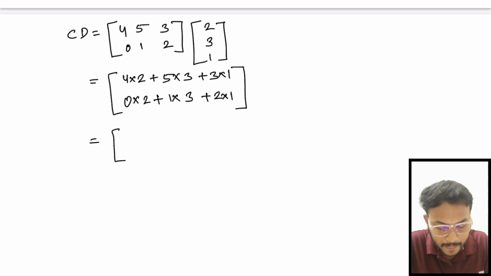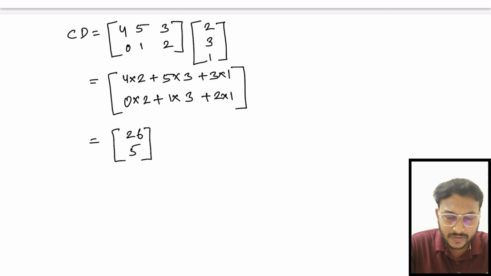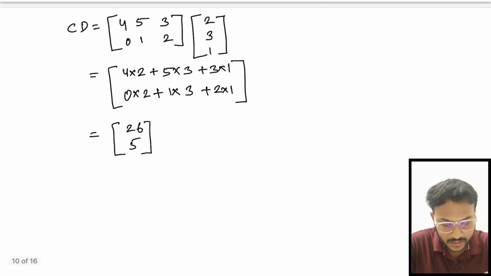So after multiplying and addition, after adding this we will get 26. Okay, so 15 plus 3 is 18, 18 plus 8 is 26. So 0 plus 3 is 3, plus 2 is 5. Okay, so this is the matrix CD, or you can say the product of matrices C and D. So this is another example of how to do the multiplication of two matrices. Next we will see another example of matrix multiplication.